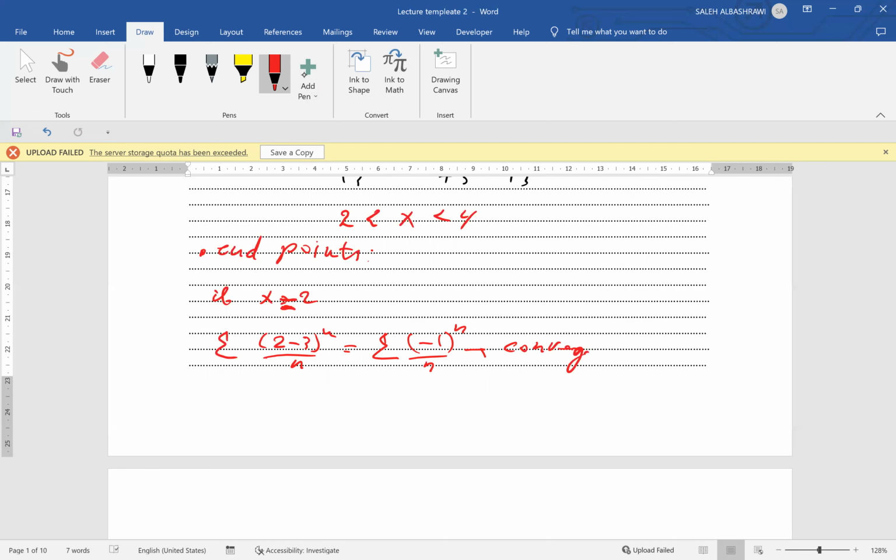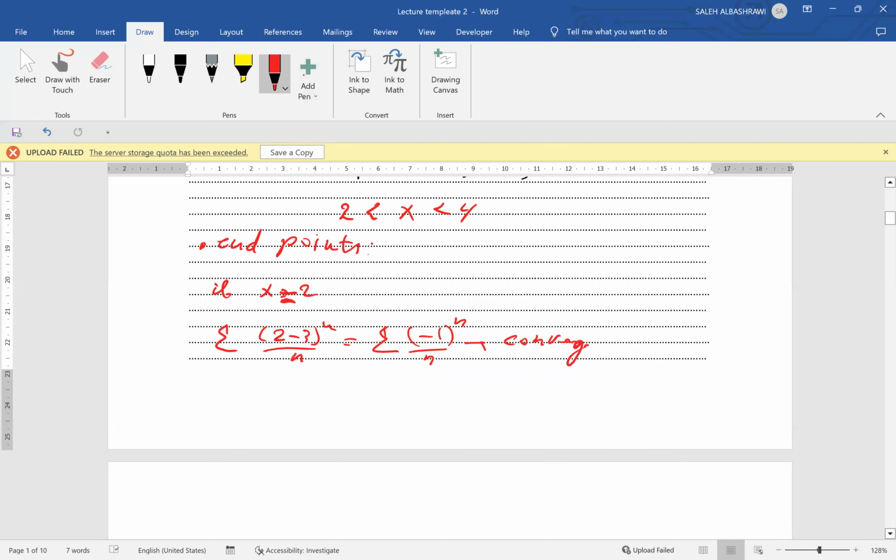Similarly, for the other endpoint, we can check when x equal to 4. I will have sigma of 4 minus 3 to power n divided by n, which is equal to sigma of 1 over n. But this diverges. You know this one. Harmonic series diverges.